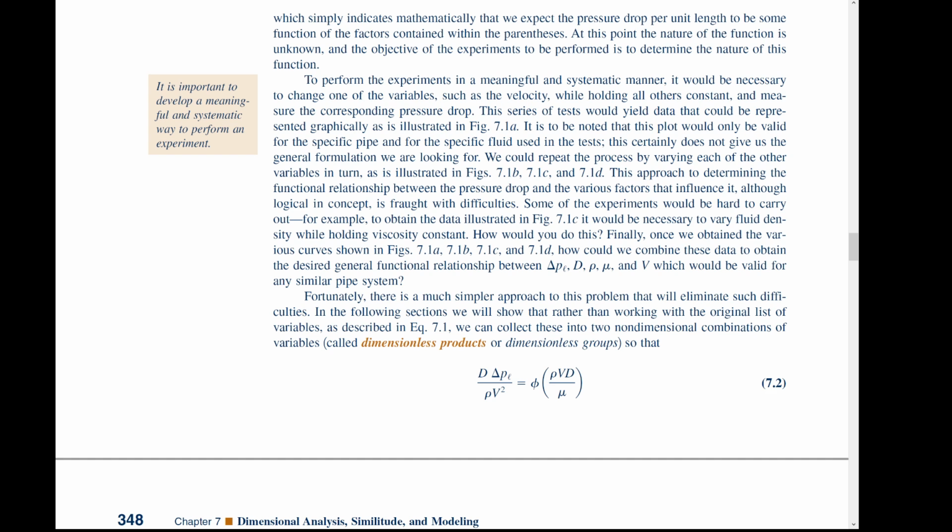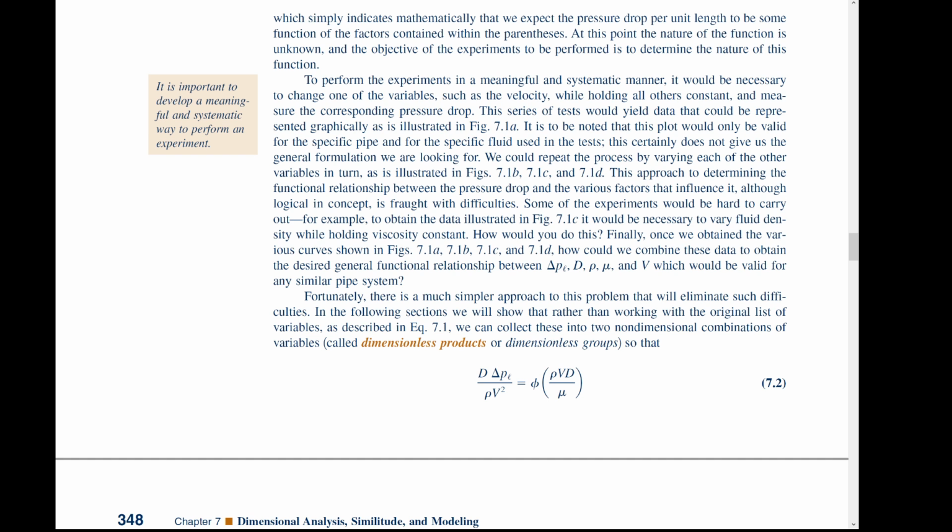We could repeat the process by varying each of the other variables in turn, as is illustrated in 7.1b, c, and d. This approach to determining the functional relationship between the pressure drop and the various factors that influence it, although logical in concept, is fraught with difficulties. Some of the experiments would be hard to carry out.